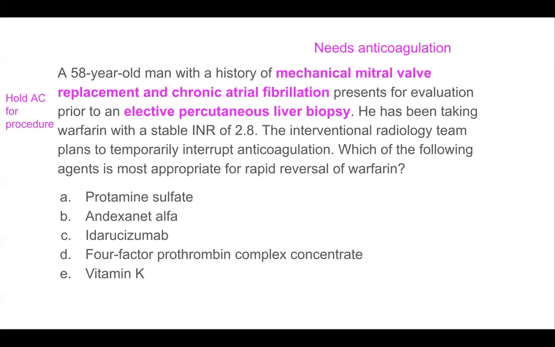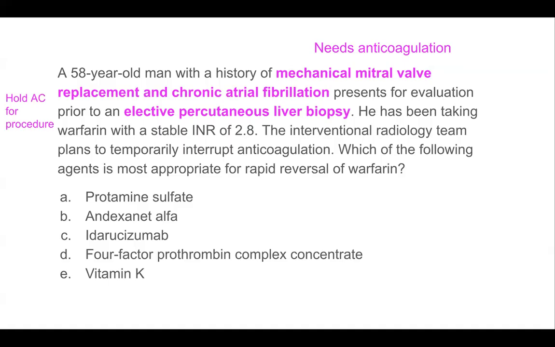So the first sentence reads, a 58-year-old man with a history of mechanical mitral valve replacement and chronic atrial fibrillation presents for evaluation prior to an elective percutaneous liver biopsy. So first, the fact that this patient has a mechanical valve and also chronic AFib means that they need to be on anticoagulation chronically. With mechanical valves, you need to be on lifelong anticoagulation because of the risk of clots.